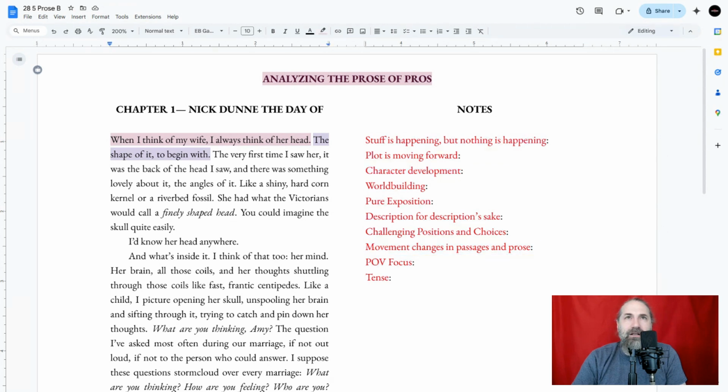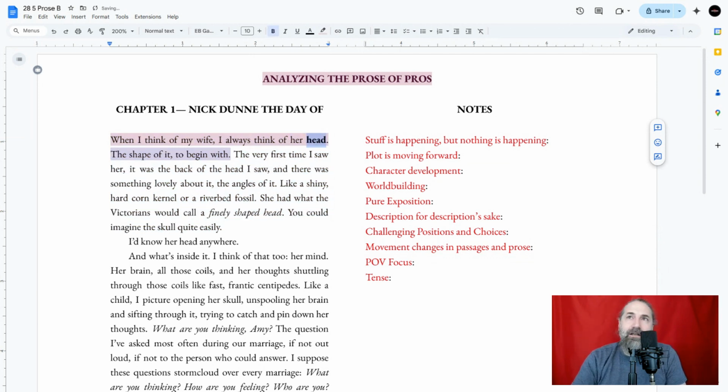All right. What do I mean? When I think of my wife, I always think of her head. All right. Her head. Now we have to define that. What is it that he thinks about when it comes to her head? And then he informs us the shape of it to begin with. The shape of it. All right. Well, I already know the book, but all right. Also, if you notice the sentence lengths, let me put that down.